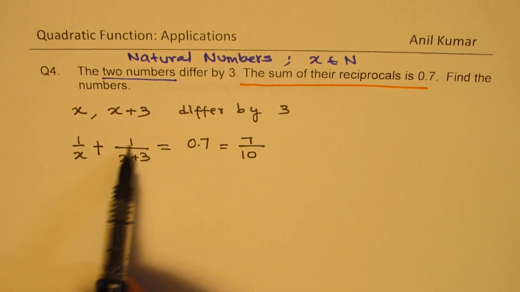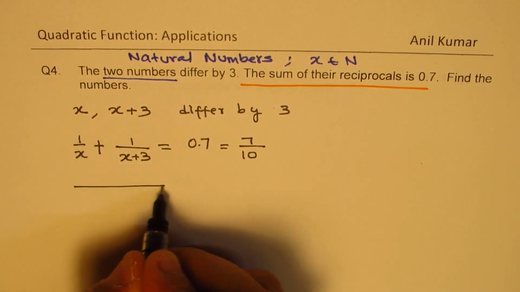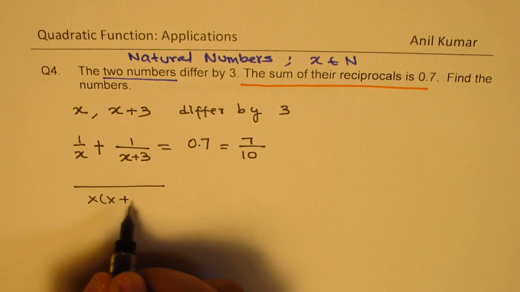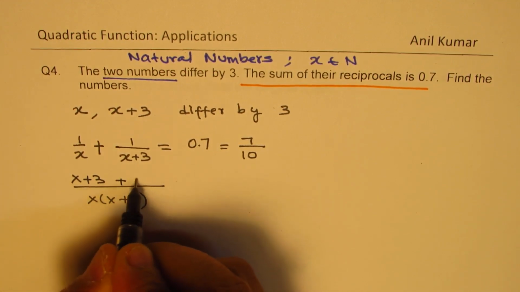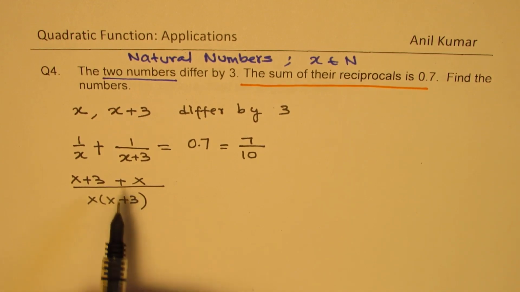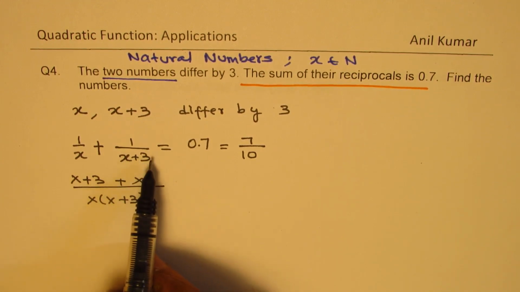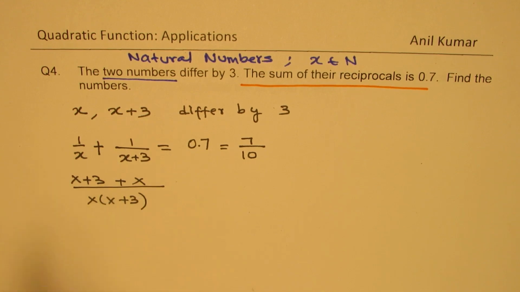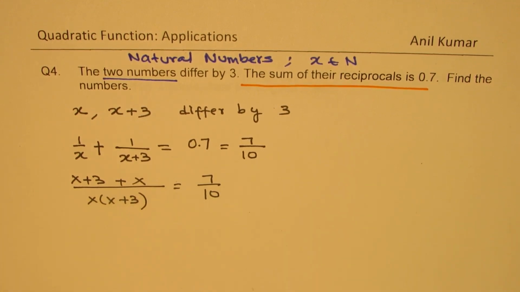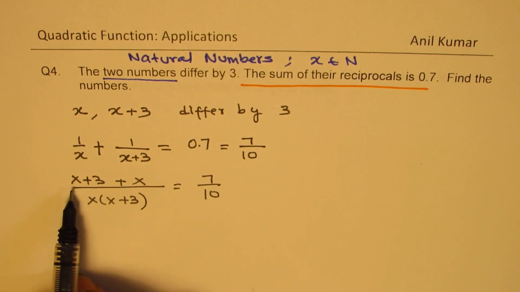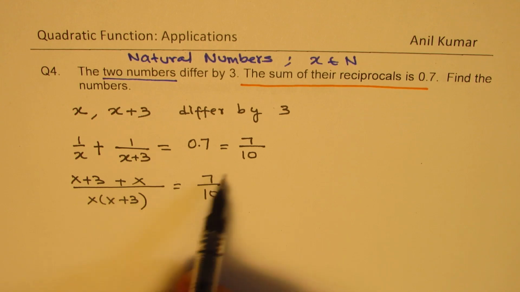Again, we'll do the common denominator. So we have here x times x plus 3, and we could write this as x plus 3 plus x. See, this time we took x plus 3, not x minus 3, right? So there is a slight change in the way we defined our variables, and we get 7 over 10. But it doesn't really matter. You still get the same correct answer. Correct? So what we get here is 2x plus 3 in the numerator.